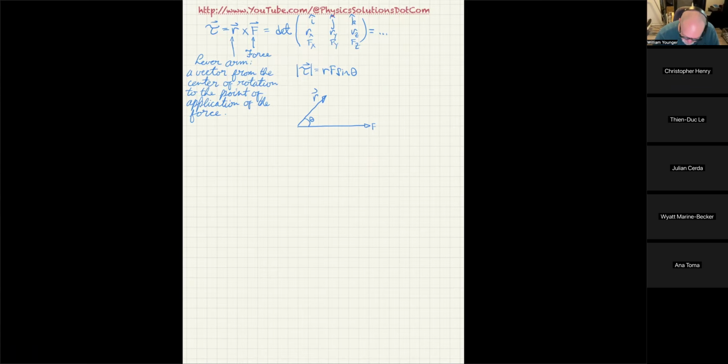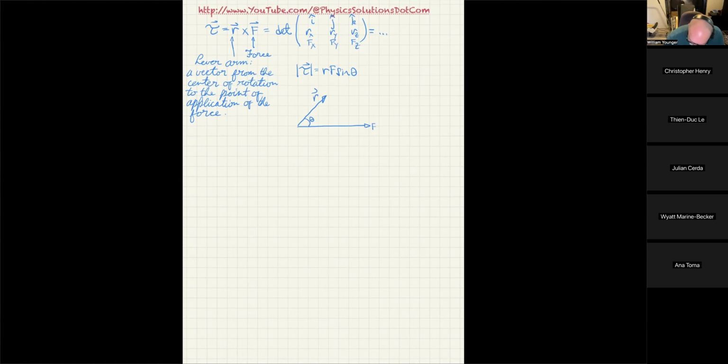So I showed you how to expand on the i hat, and then if you got i hat, it'd be i hat times parentheses RyFz minus RzFy, and then plus j hat times RzFx minus RxFz, and then plus k hat times RxFy minus RyFx, and that's the result. But the other part of the cross product is that the magnitude of the cross product is R times F times the sine of theta. That's specifically the magnitude of the first vector times the magnitude of the second vector times the sine of the angle between them. Whereas remember, the dot product was the same thing except it was a cosine.